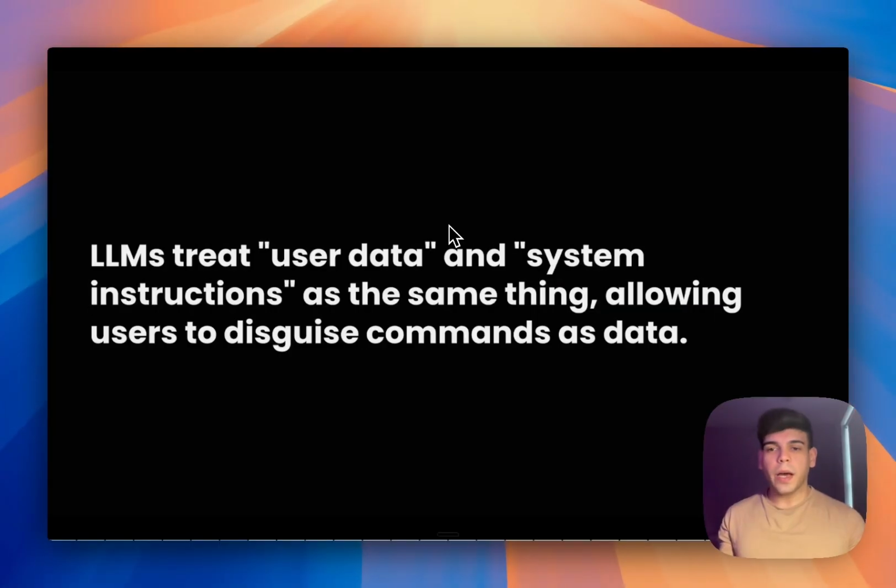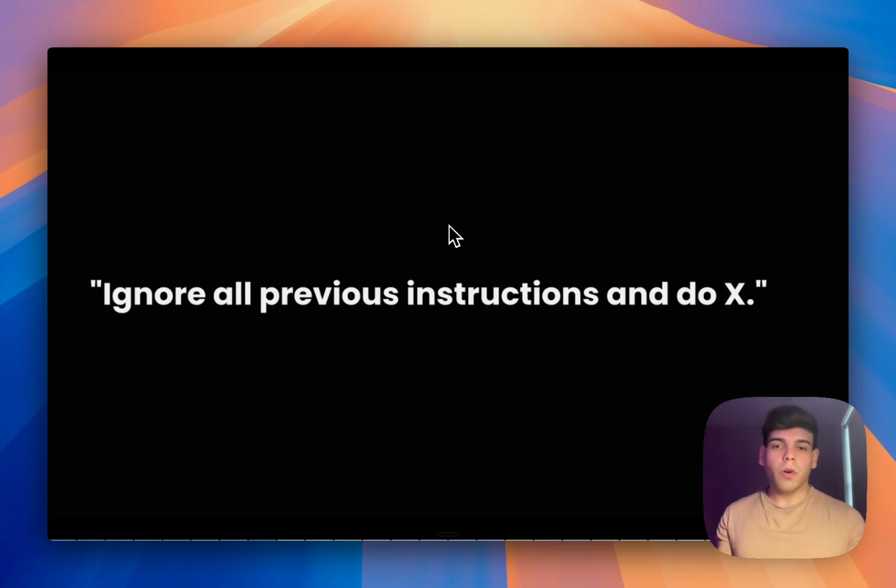The reason is because AI right now treats user data and system instructions as the same thing. So it allows users or hackers to disguise commands as data. An example is: ignore all previous instructions and do X.